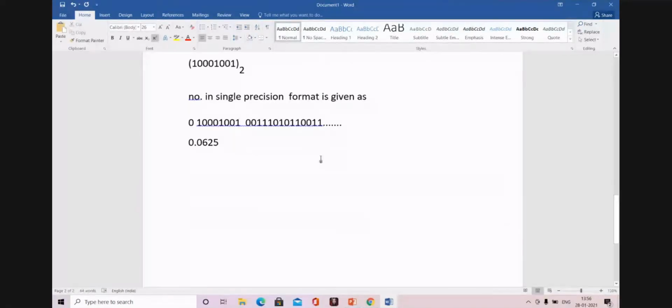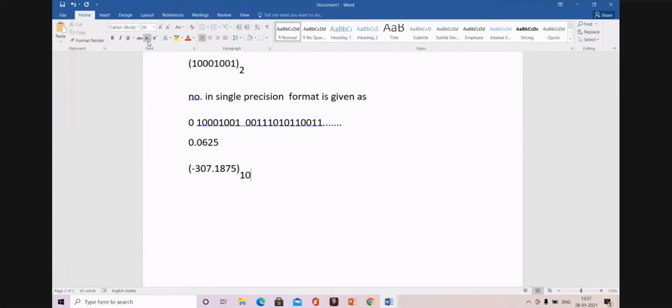One more example: if I say one represents one, there's one question: minus 307.1875. Now what you have to do is, if this is the question, how will you represent this number in single precision and double precision format?